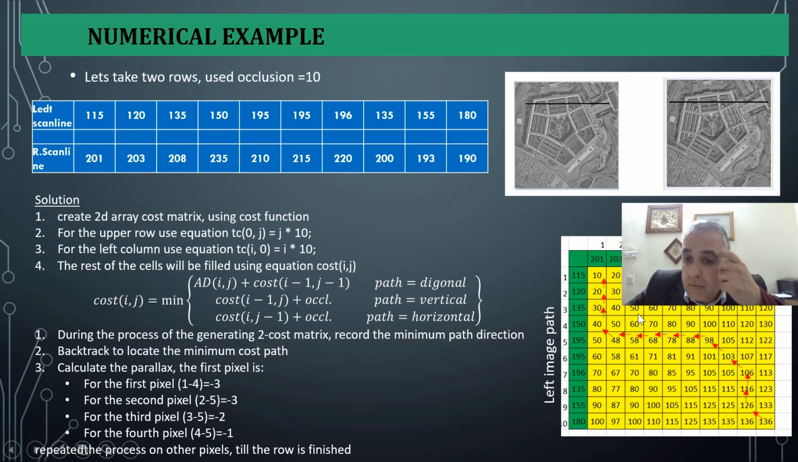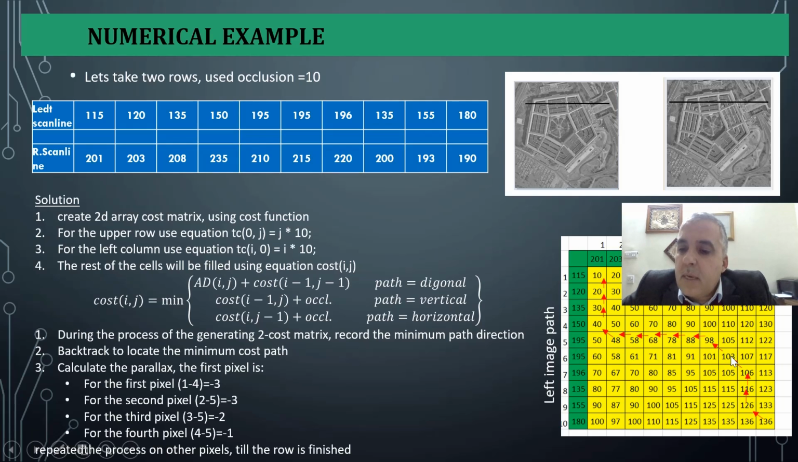Later on, along this path we need to find the corresponding points. For example, the corresponding point for this one is this one. The corresponding point for the second point, 100, is this one. For the third point is this one, for the fourth point is this one, and for the fifth point is this one, 200. These are considered occluded.